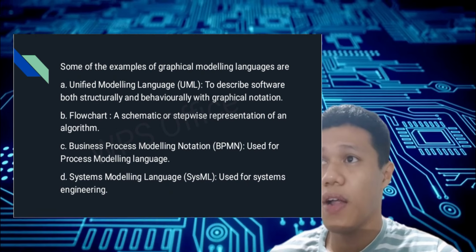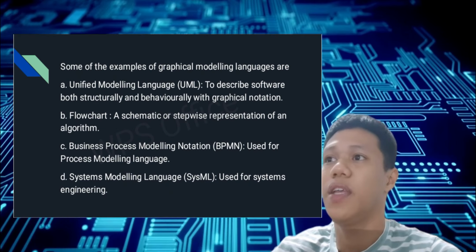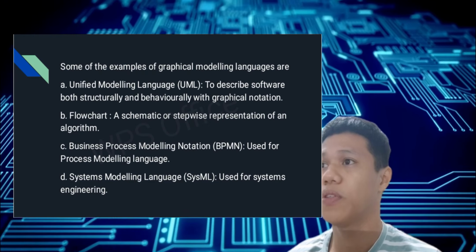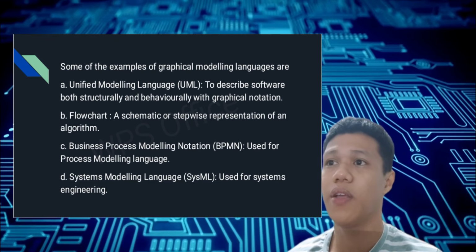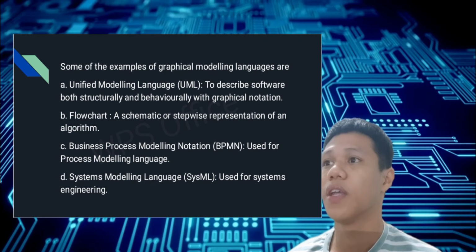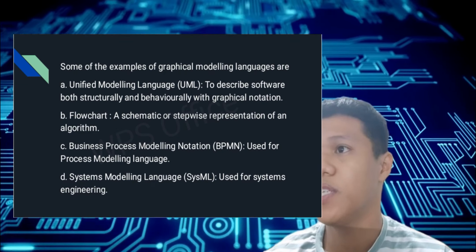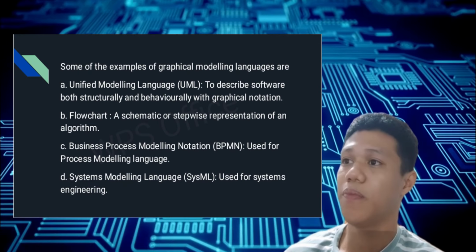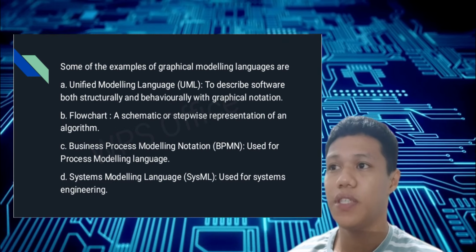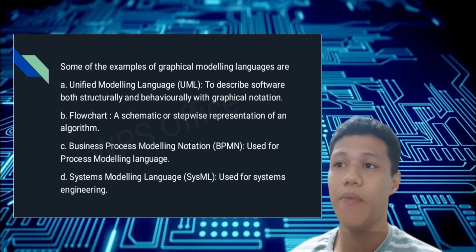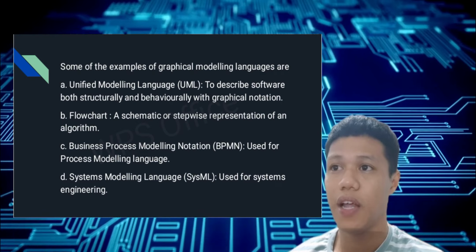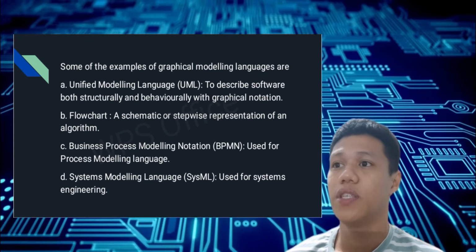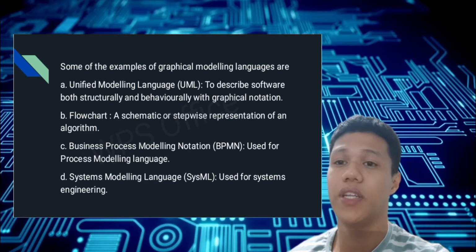Here are samples of graphical modeling languages. A. Unified Modeling Language or UML, to describe software both structurally and behaviorally with graphical notation. Letter B. Flowchart. A flowchart is a schematic or stepwise representation of an algorithm. Letter C. Business Process Modeling Notation or BPMN, used as a process modeling language. Letter D is System Modeling Language or SysML, used for systems engineering.